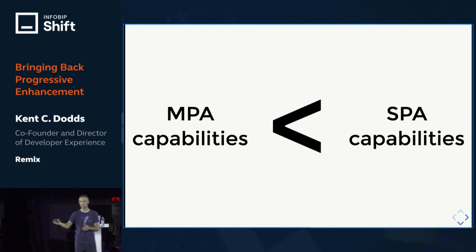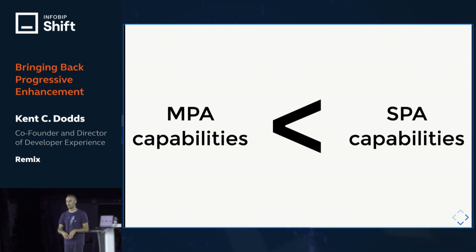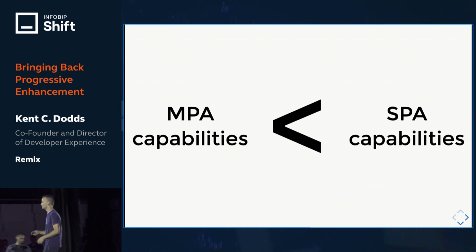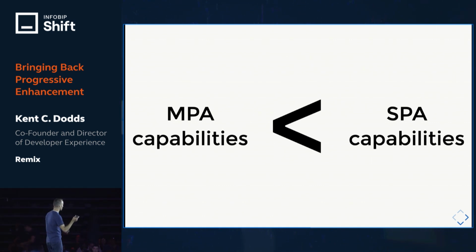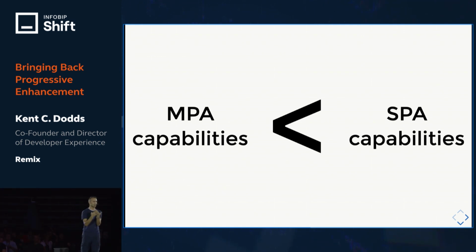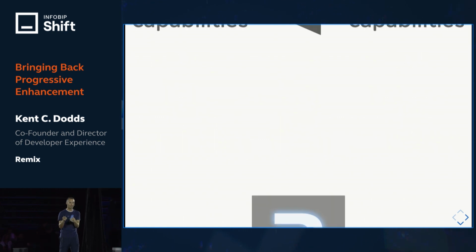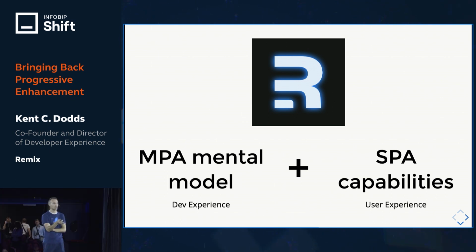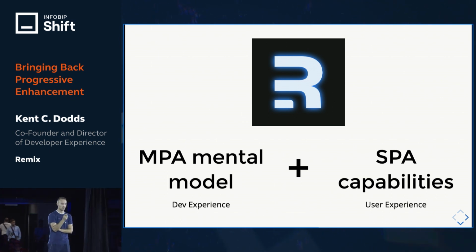You're navigating between these pages. You could do transitions and animations for error messages. Autofocus is way better. So wouldn't it be nice if we could just take the nice mental model of multi-page apps and sync it up with the nice capabilities of a single-page app? And that is what progressive enhancement gets you. That's what Remix enables. It gives you the amazing developer experience and user experience of an MPA with the great user experience of a SPA.